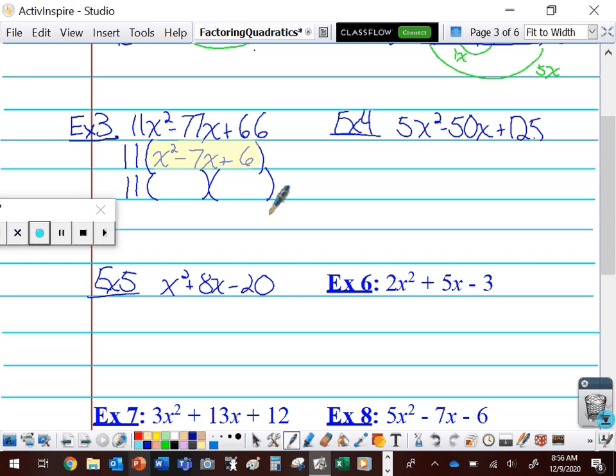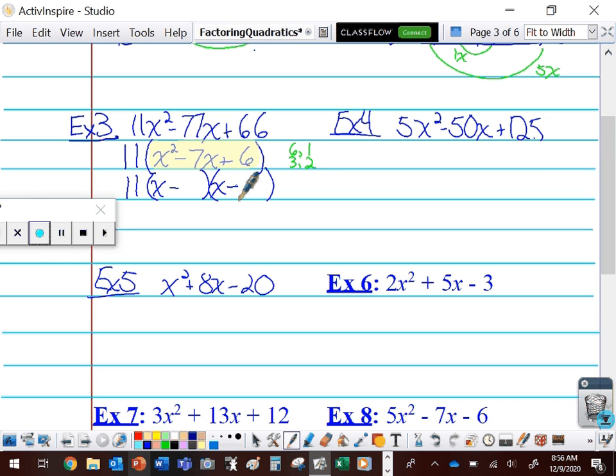I know that in order to get x squared, these have to start with x and x. Then I need numbers that multiply to give me 6. So my options are 6 and 1 and 3 and 2. So I have to use one of those pairs. Now, I know because my C term is positive, both of these factors are going to get the same sign as bx. So they're both going to be minus.